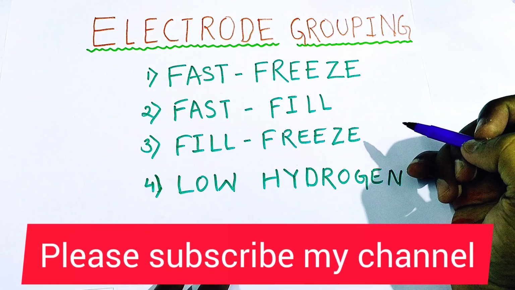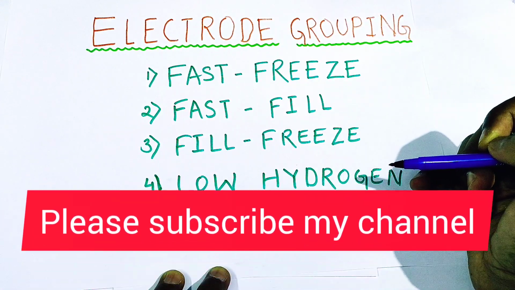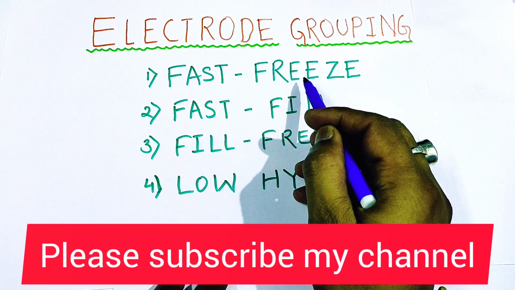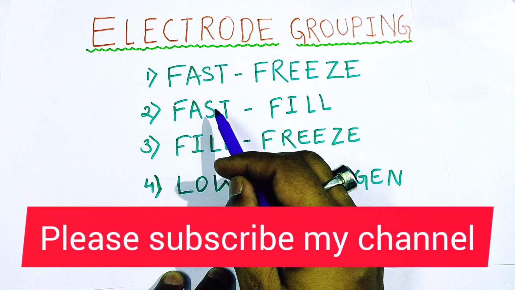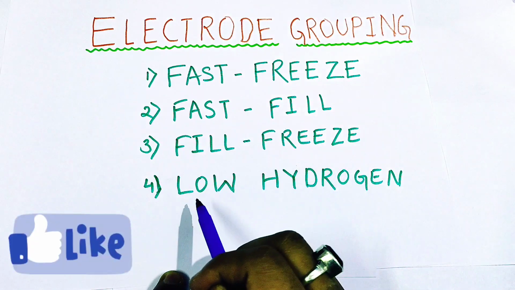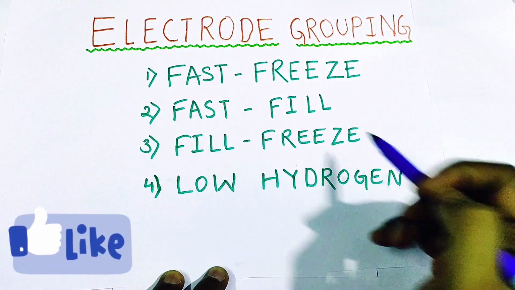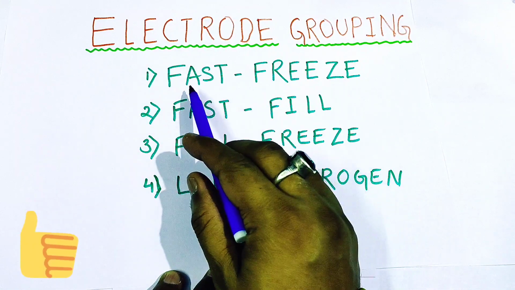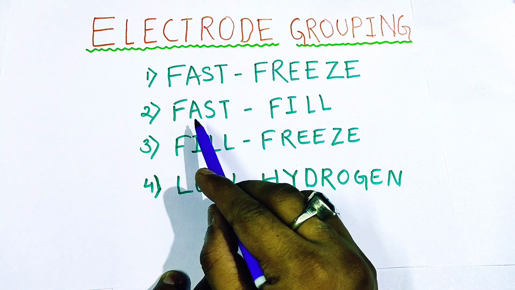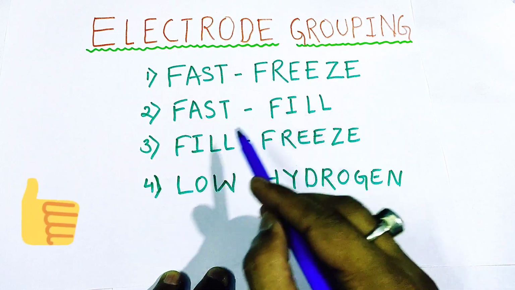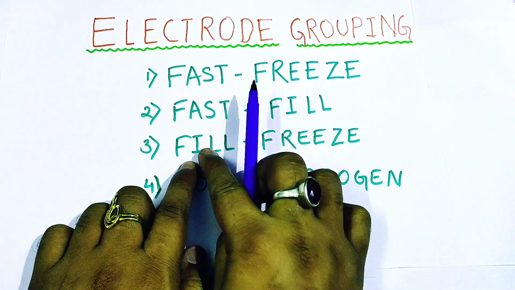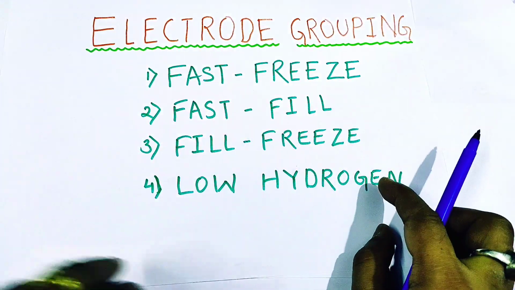So electrodes are grouped into four categories depending on their operating characteristics, and these are fast freeze electrodes, second one is fast fill electrodes, third one is fill freeze electrodes, and fourth one is low hydrogen electrodes. So if you see the name here, in the first category there is a combination of fast and freeze, in the second category we have a combination of fast and fill, and in the third category we have fill and freeze. These two combinations are there, fill and freeze, and the fourth one is low hydrogen electrode.